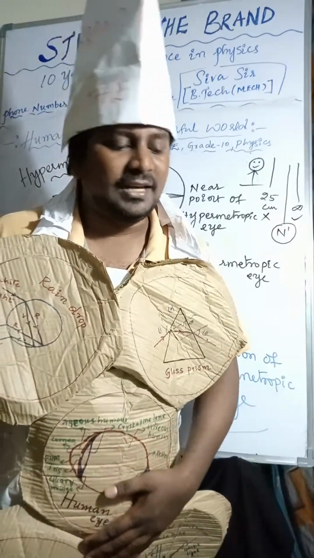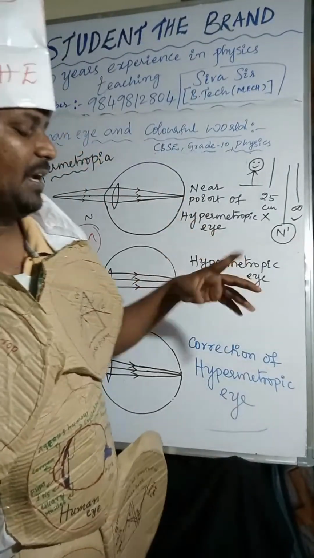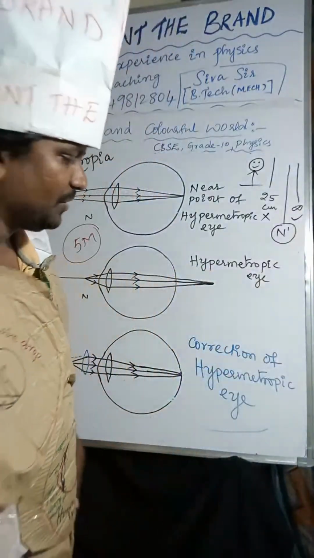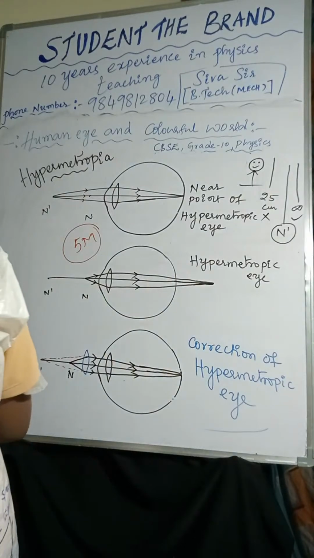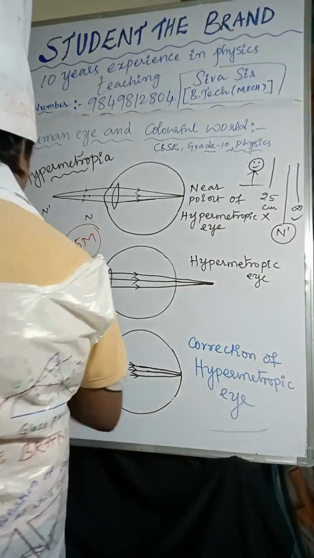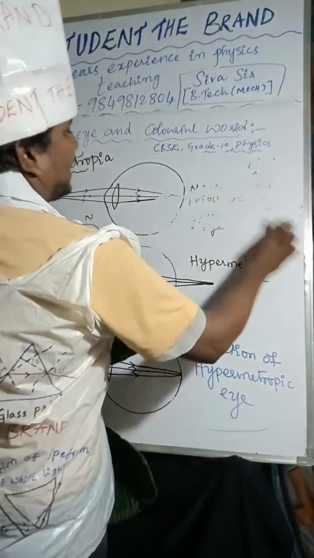So I hope it is very clear. Myopia and hypermetropia are completed. So next we are going to the next topic: refraction through prism.